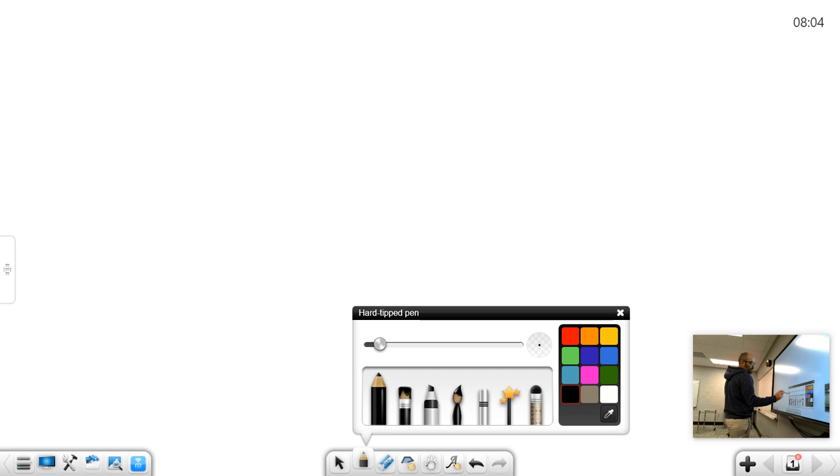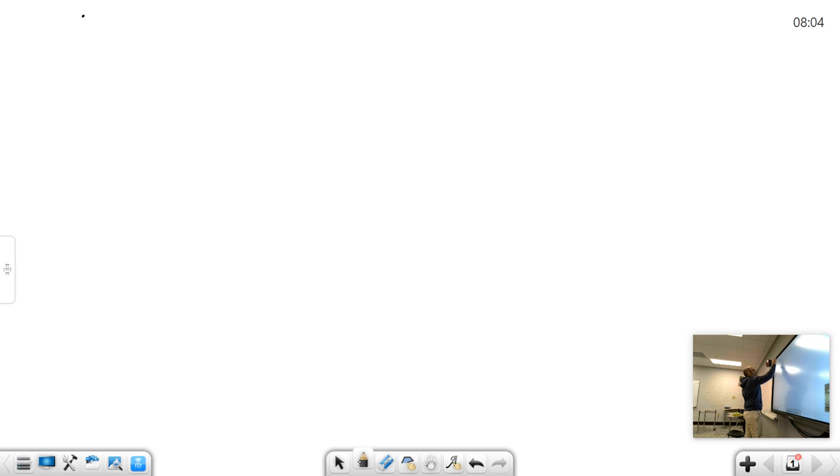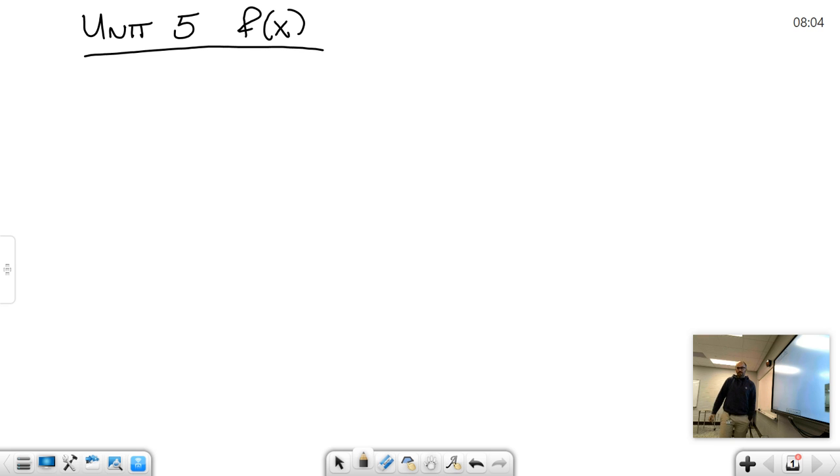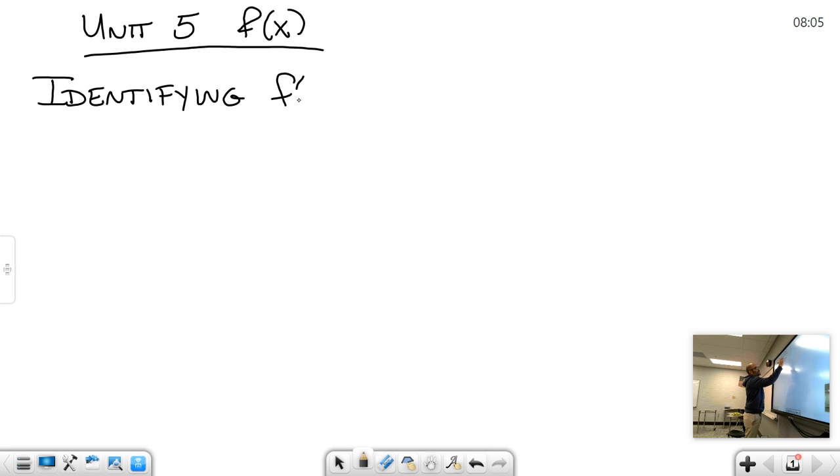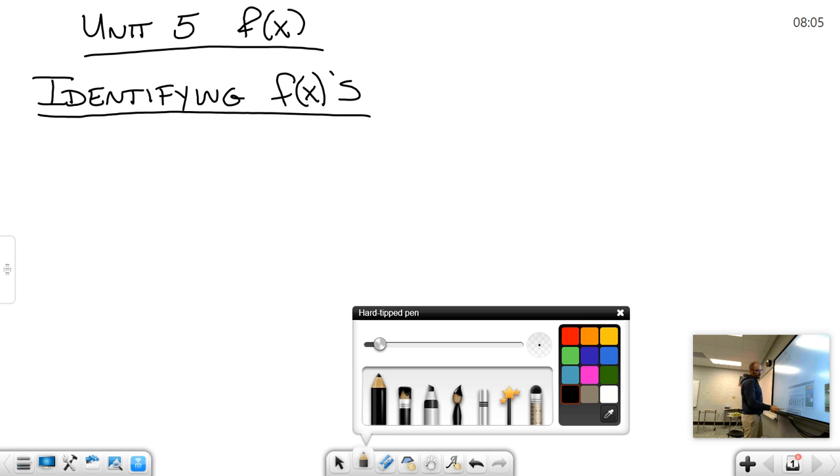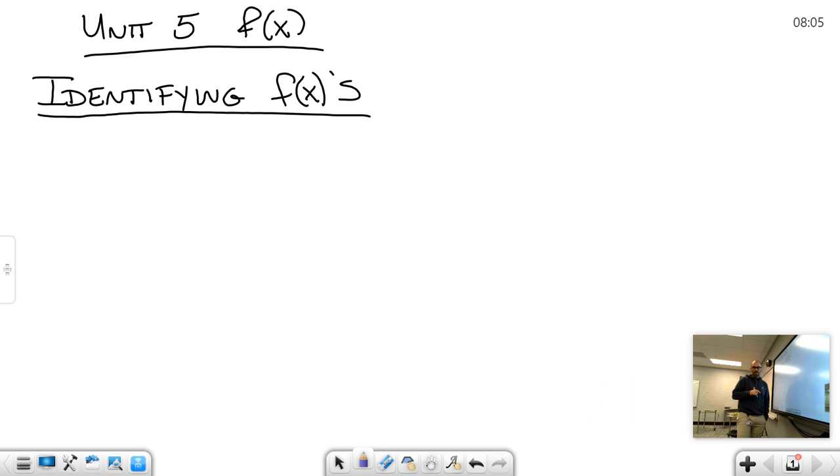All right. So we are going to continue. We're on Unit 5. We're still on functions. I'm just going to write the symbol. Okay. So the first thing that we're going to look at is identifying functions. So there's a couple ways you can identify functions. The first one we're going to look at is through a table or coordinate points.